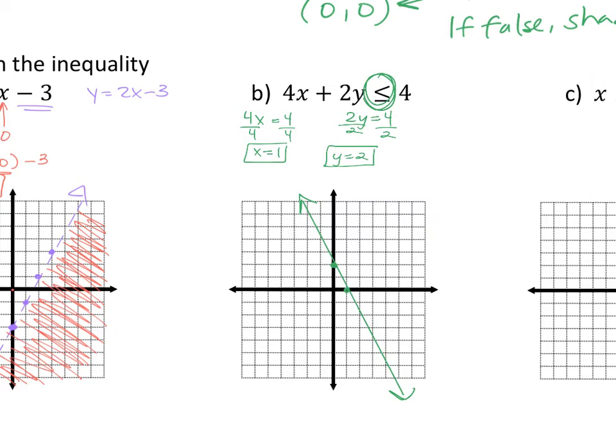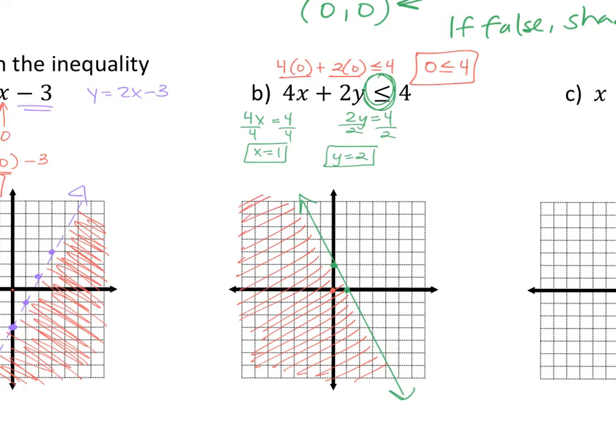Okay, and now I want to plug in 0, 0. So this point right here, I'm going to plug that in to check if it makes my equation true. So if I go 4 times 0 plus 2 times 0 is less than or equal to 4. Well, this gets me 0 plus 0. So I get 0 is less than or equal to 4. That is true, right? That means I want to shade the 0, 0 side. If 0, 0 is part of my solution, I want to shade that side. So I'm going to shade all of this. Okay, that means anywhere to the left of that line is a solution to that inequality.